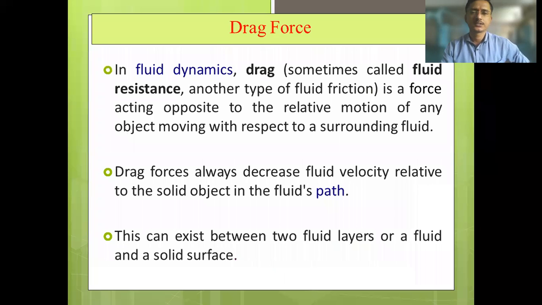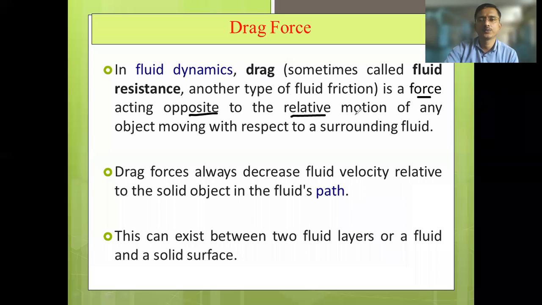In fluid dynamics, this drag force is also called the fluid resistance, another type of fluid friction. So this drag is a force acting opposite to the relative motion of any object moving with respect to the surrounding fluid, right? Just now we have discussed that. Then drag forces always decrease fluid velocity. What this drag force is doing is obviously creating resistance to the movement of the object.